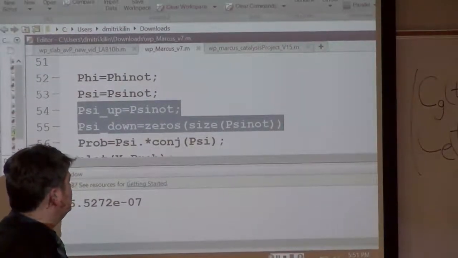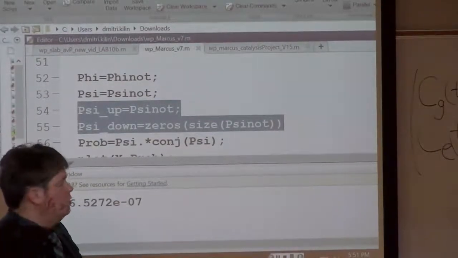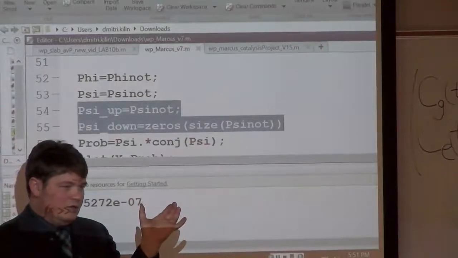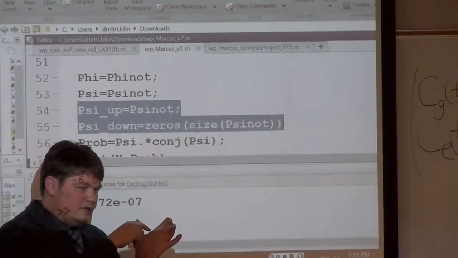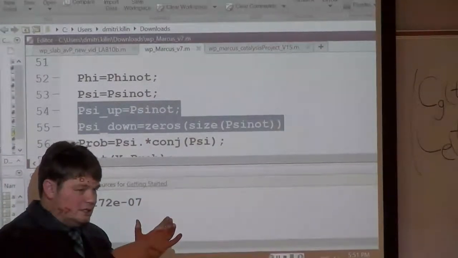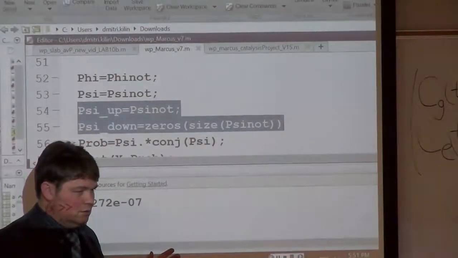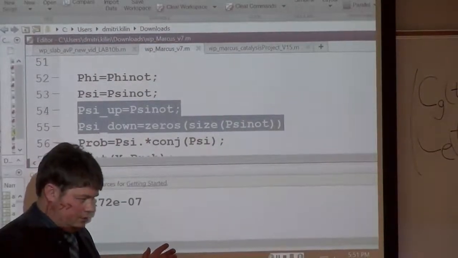And then when we need to look for probability, we just take one part of the array, integrate it over space, and look at how it depends over time. Good?